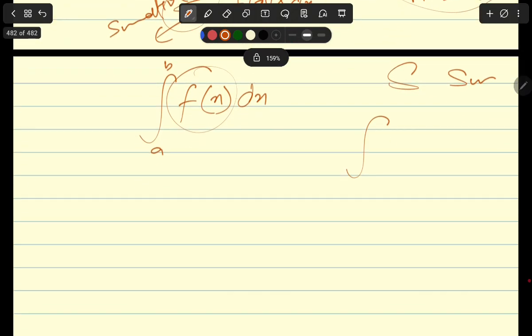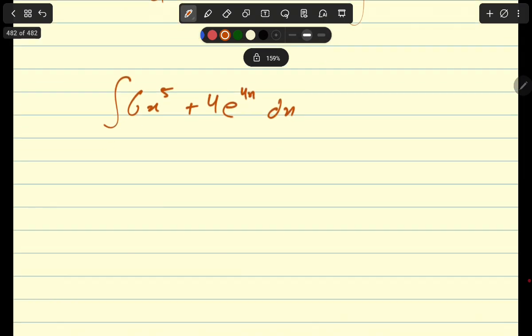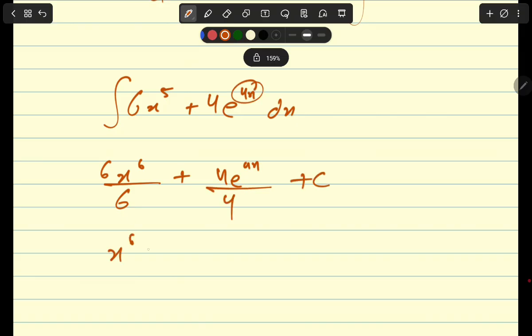Now, I want you to integrate 6x^5 plus 4e^(4x) dx with respect to x. So now this becomes x^6 over 6, and the 6 cancels, and this becomes 4e^(4x), and the differential of the exponent gets divided, and then plus c. So this becomes x^6 plus e^(4x) plus c. As simple as that. Very quick.